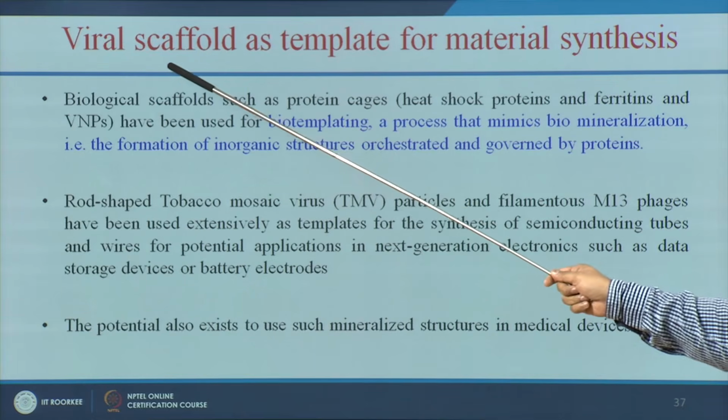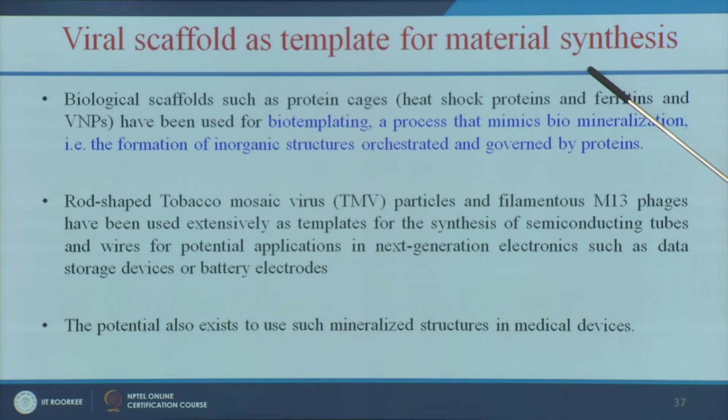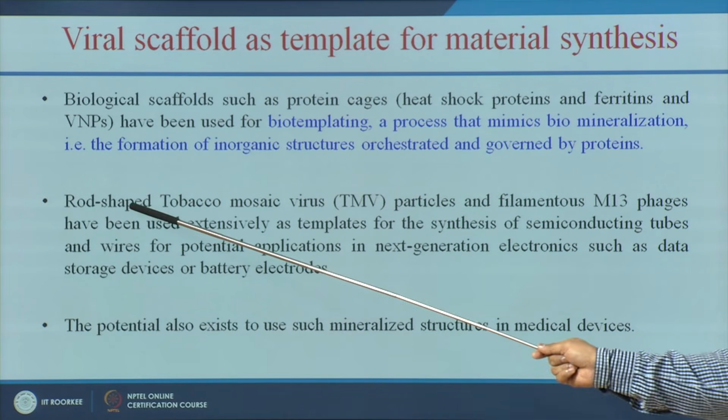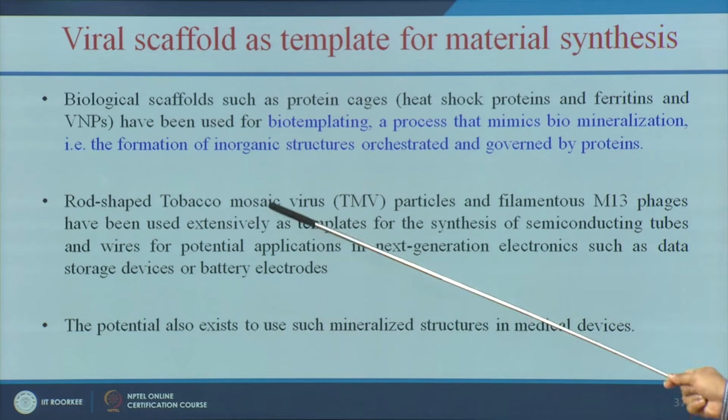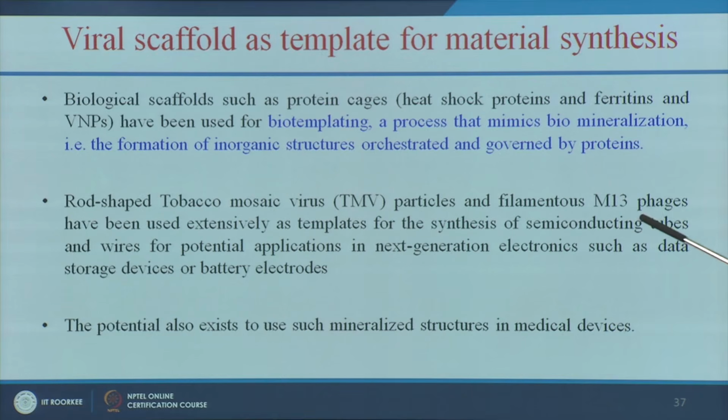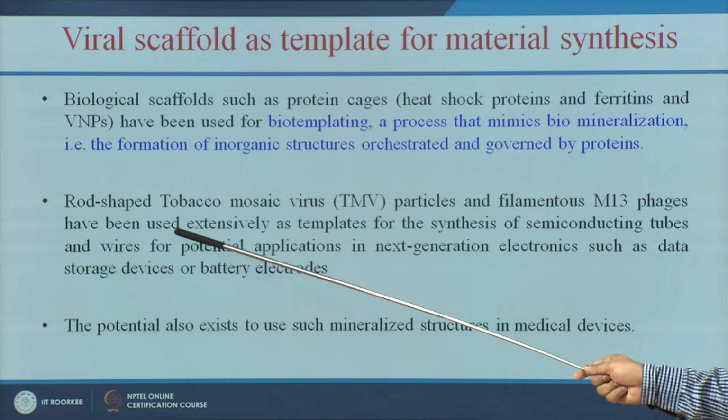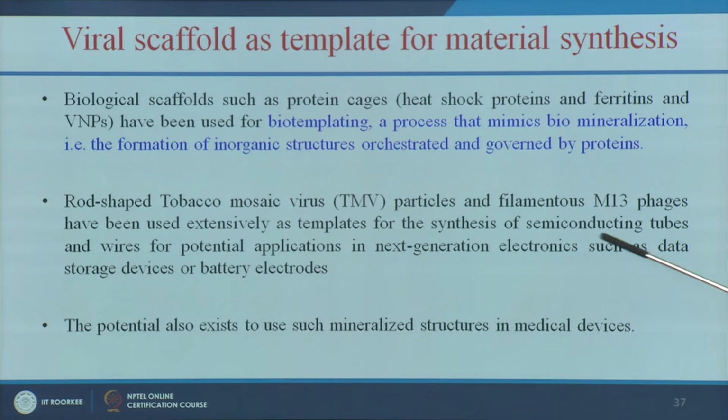And also this viral scaffold acts like a template for material synthesis. So what is biotemplating? It acts like a template. It is a process that mimics biomineralization, that means formation of inorganic structures by proteins. Here we can take the example of rod shaped tobacco mosaic virus, which will infect only the tobacco plant, and also filamentous M13 phages, which will infect only a particular type of bacteria. Okay. So we can use these as a template, and we can make semiconducting nanotubes or nanowires which could be useful for next generation electronics such as data storage devices or battery electrodes.